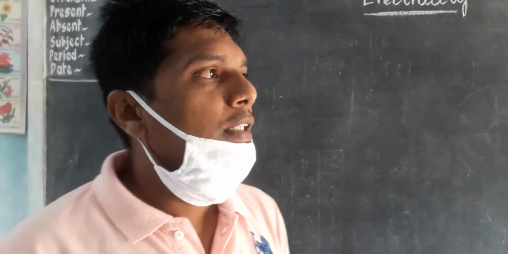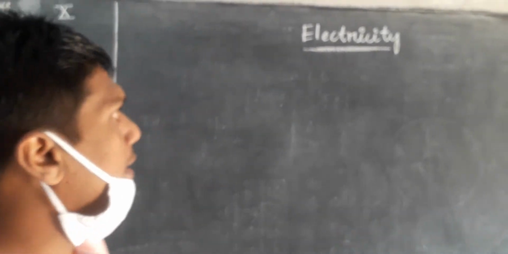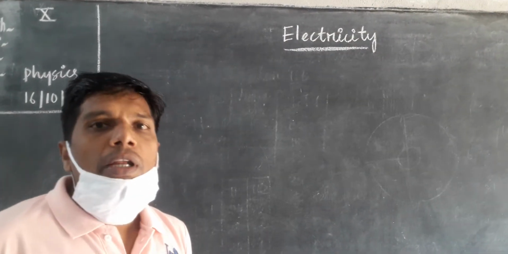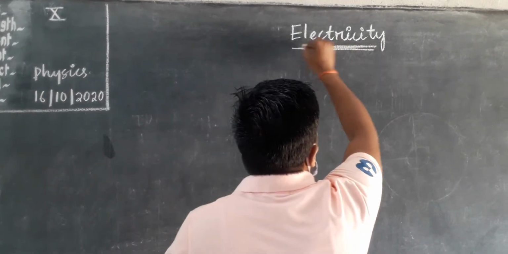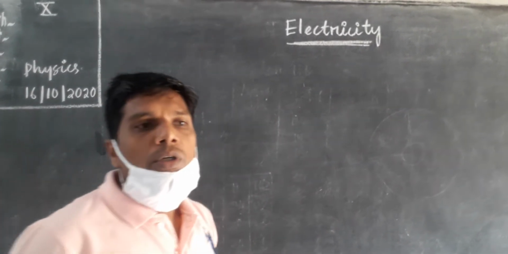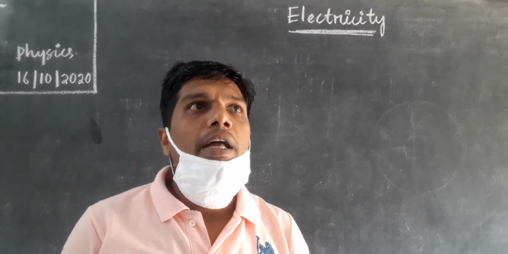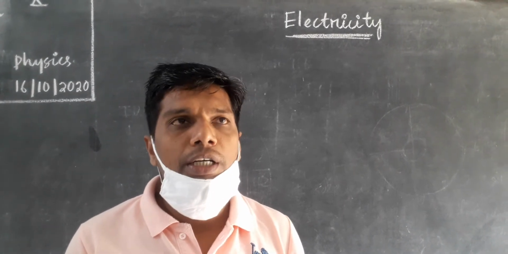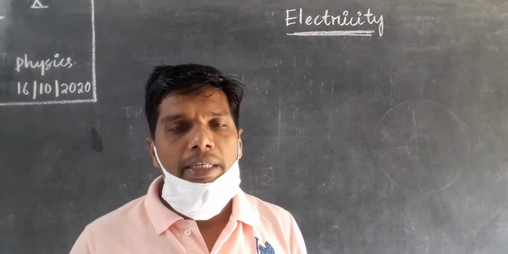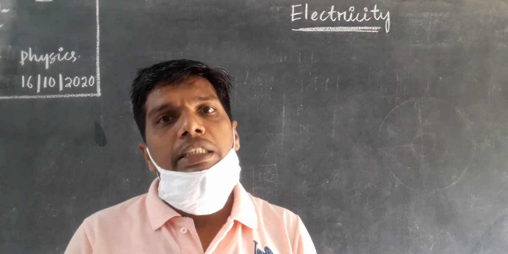Today we are going to discuss class 10th physics. Topic is electricity. This is the third chapter, electricity. We all are familiar with electricity because in our home we are using many appliances like fan, bulb or light, TV, computer, mobile, etc. These appliances work when electricity is passed through them.